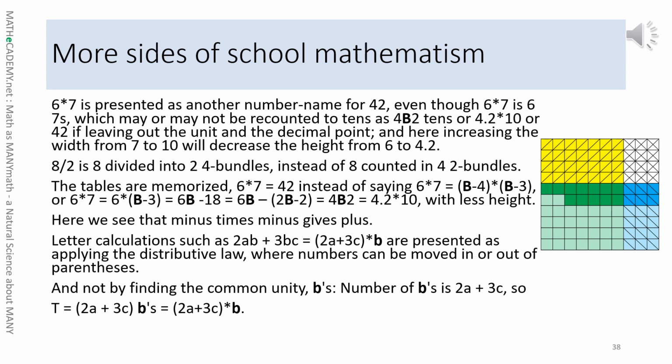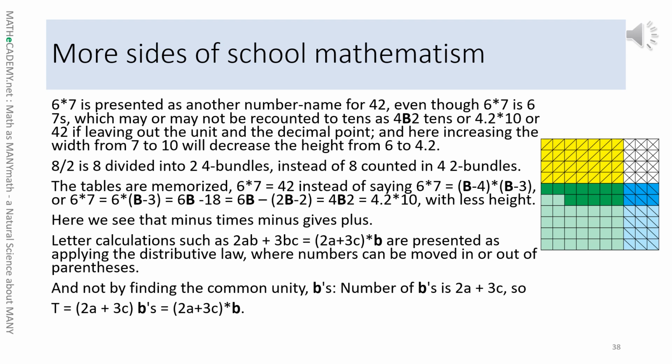Instead of saying 6 times 7 is b minus 4 times b minus 3, or 6 times 7 is 6 times b minus 3 equals 6b minus 18 equals 6b minus 2b minus 2 equals 4b2 equals 4.2 times 10, with less height. Here we see that minus times minus gives plus. Letter calculations such as 2 times a times b plus 3 times b times c equals 2a plus 3c times b are presented as applying the distributive law, where numbers can be moved in or out of parentheses, and not by finding the common unit, b's.